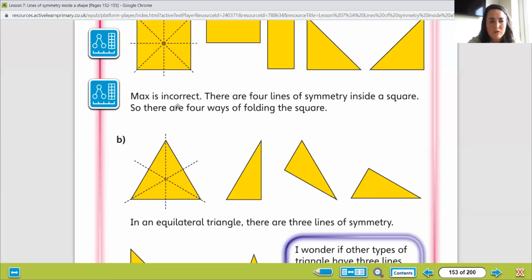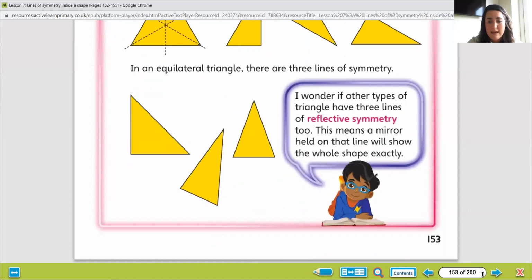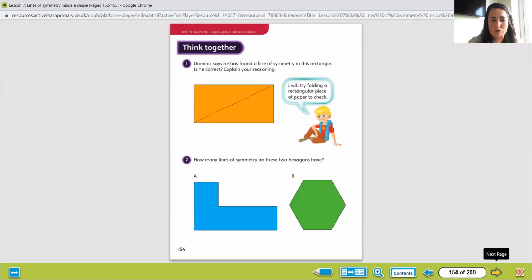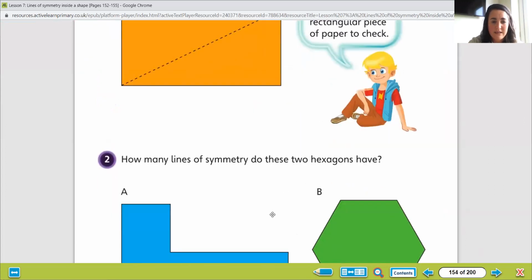Okay, so I'm going to go back to our sheet together here. So we talked about the square and we talked about the equilateral triangles. Okay, now here we talk about triangles having 3 lines of reflective symmetry. Remember, this means a mirror. If I hold that mirror in the middle, it will show exactly the same shape. Okay, the whole shape exactly. Right, what I would like you to move on to is the questions. We're not going to do question 1 because we've just talked about that one together, but I want you to go straight into question 2 and I want you to have a think.